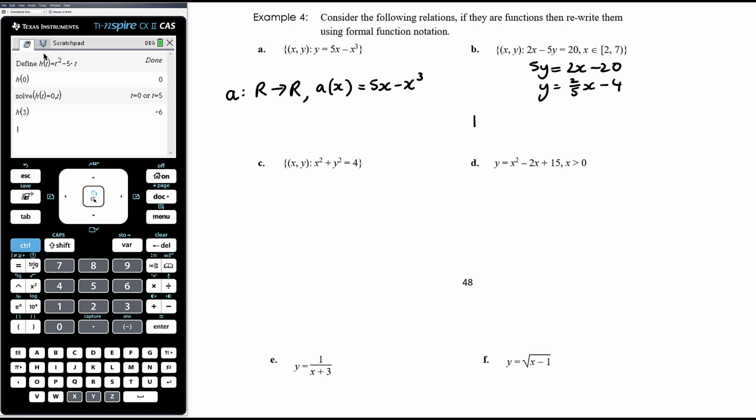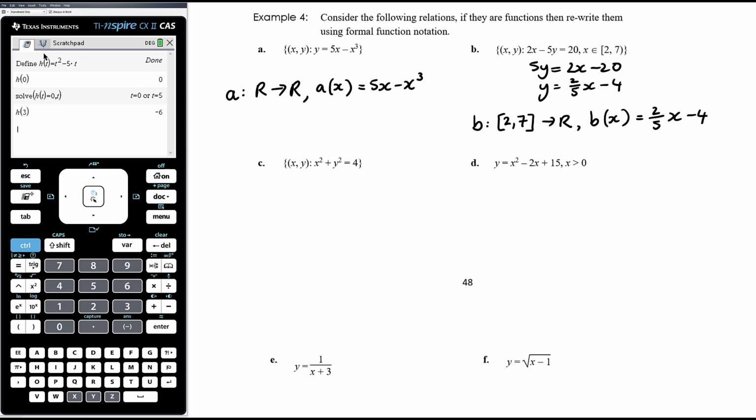And so therefore, function b, it is a function, it's a linear function, so the domain of all linear functions is R, except that we've got a restricted domain here, so that gets included. So from 2 to 7, our codomain is still R. It's not the range, it's a set of values that includes the range, comma, and then we give our rule, b of x equals 2/5 x minus 4.